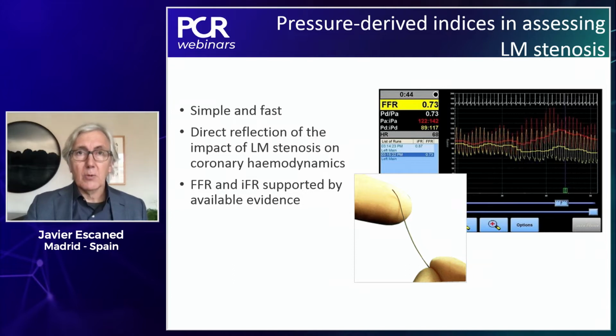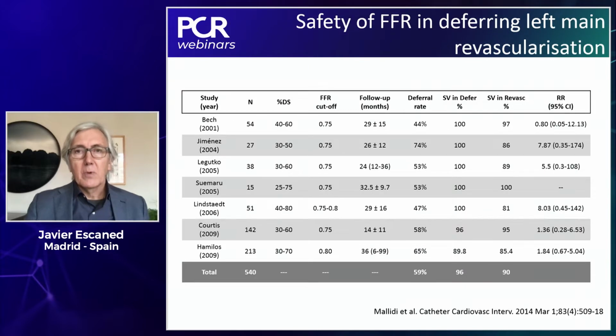I think that it is widely available nowadays. Most cardiac catheterization laboratories have pressure guidewires, which provide a direct reflection of the impact of the left main stenosis on coronary hemodynamics. And the good news is that we now have evidence supporting the value of both hyperemic FFR and non-hyperemic indices like iFR or RFR. I must say that the studies supporting the value of FFR are more abundant.